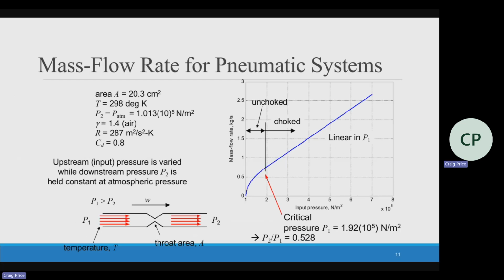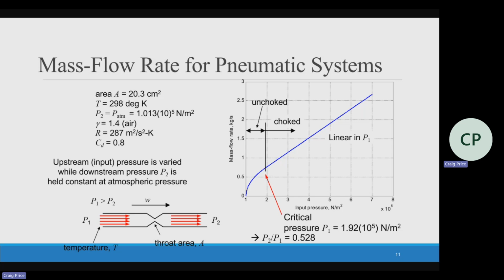Here's a pretty good graph right here. On the x-axis, this is the input pressure, and then this is our mass flow rate on the y-axis. Again, this is our input pressure, and the downstream pressure is atmospheric pressure.